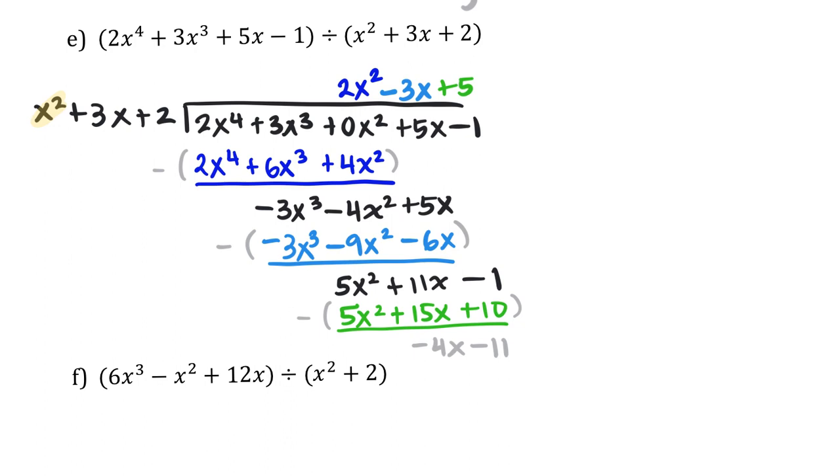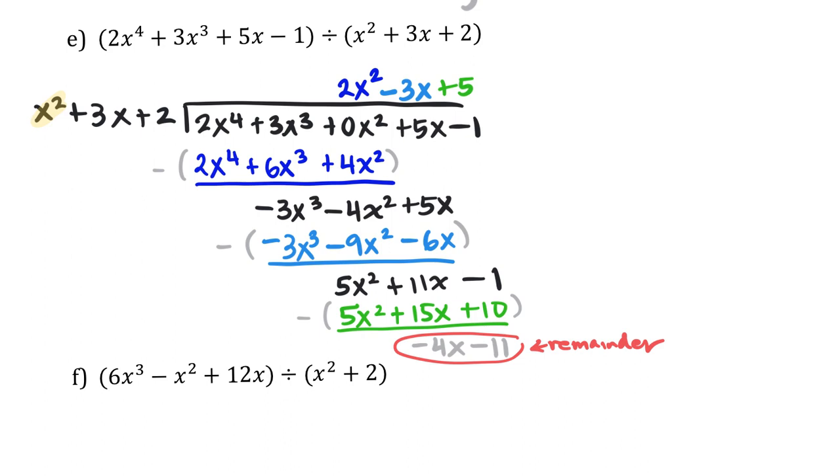Okay, now I'm done. This one looks a little bit different, and that's because my remainder has an x. So this is still my remainder. If I divide by x squared, I could still have an x in my remainder. If I divide by x to the third, I could still have an x squared in my remainder. So it's okay to have that.